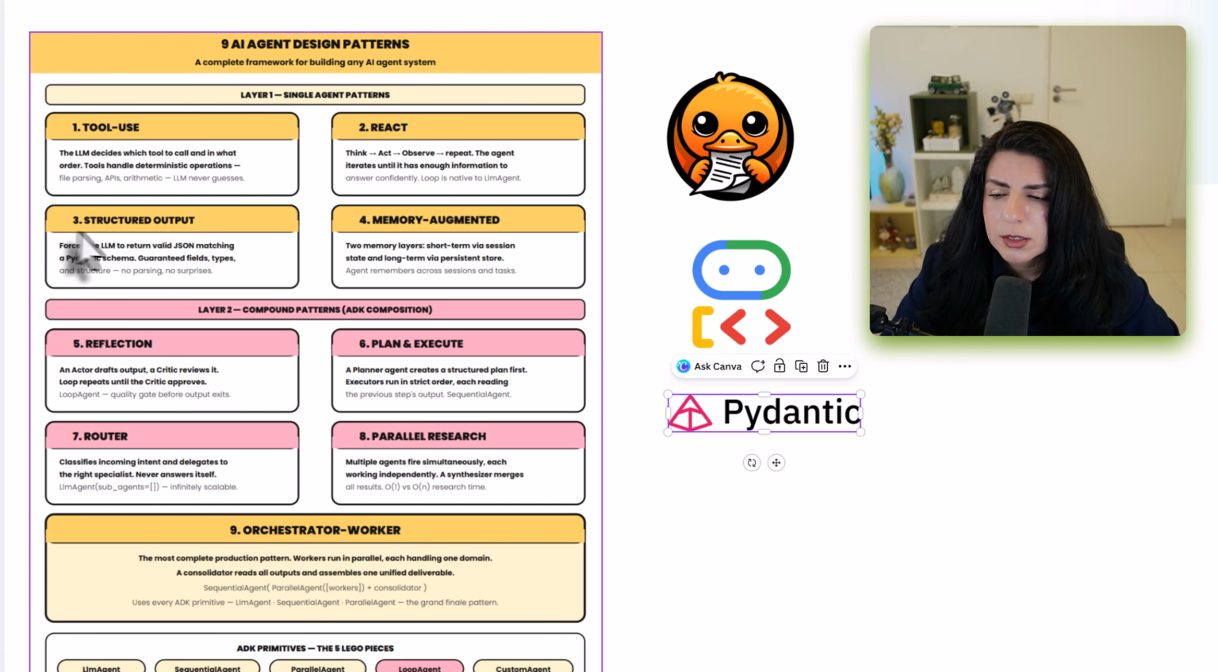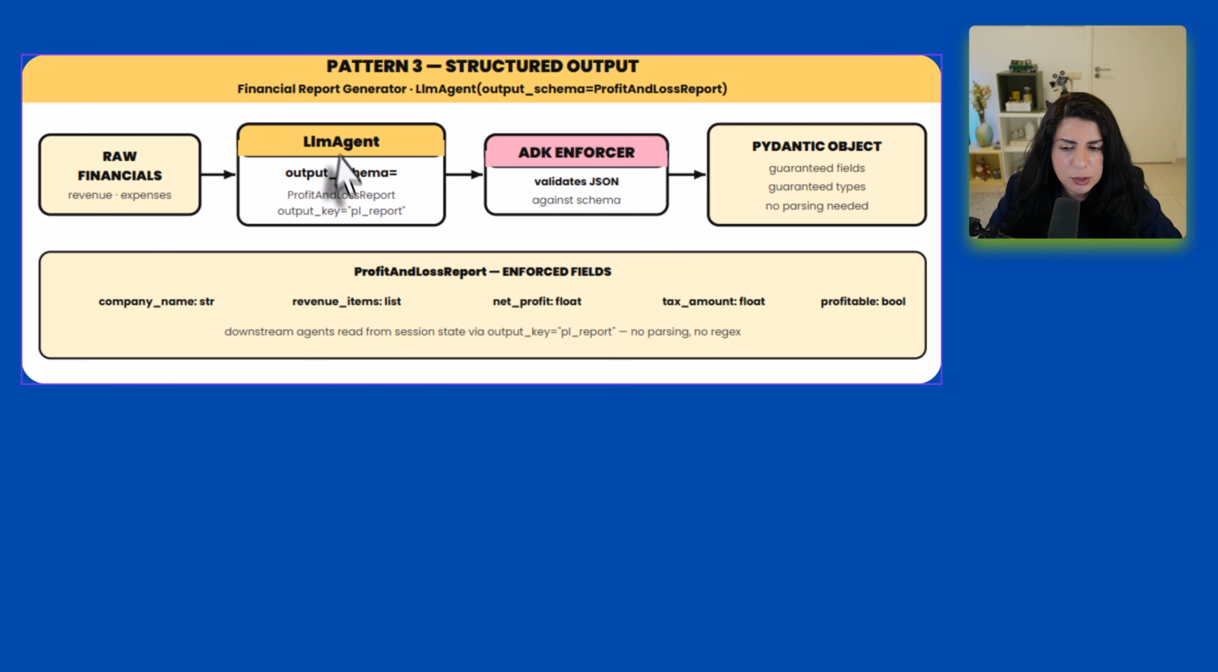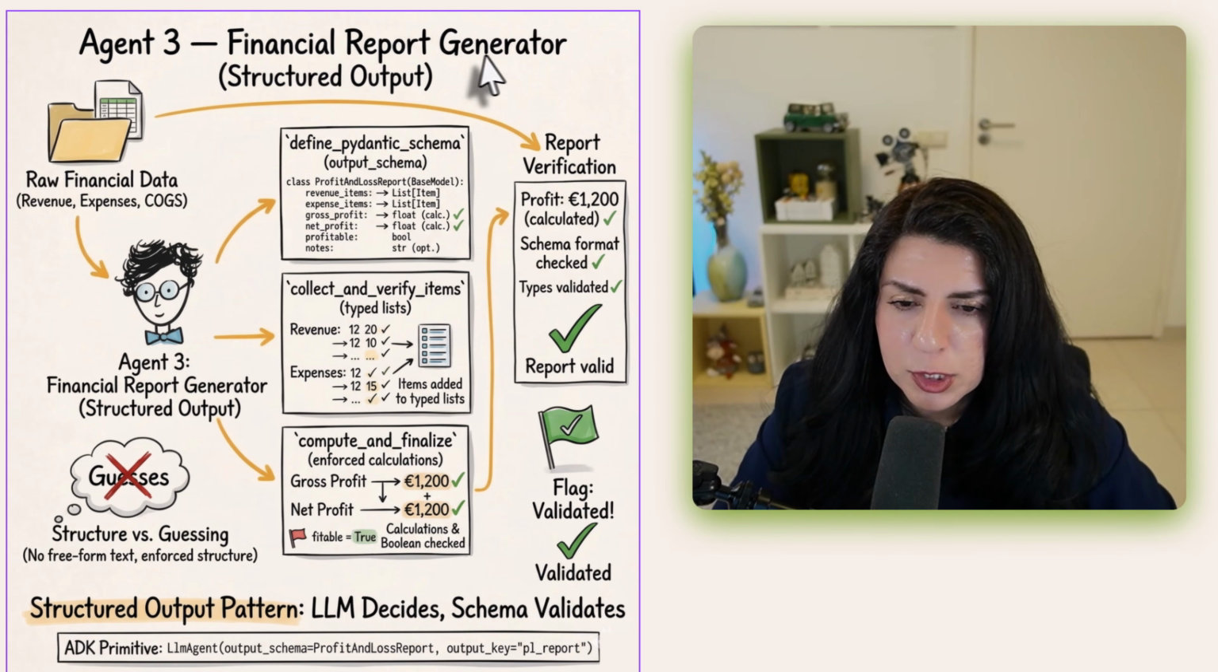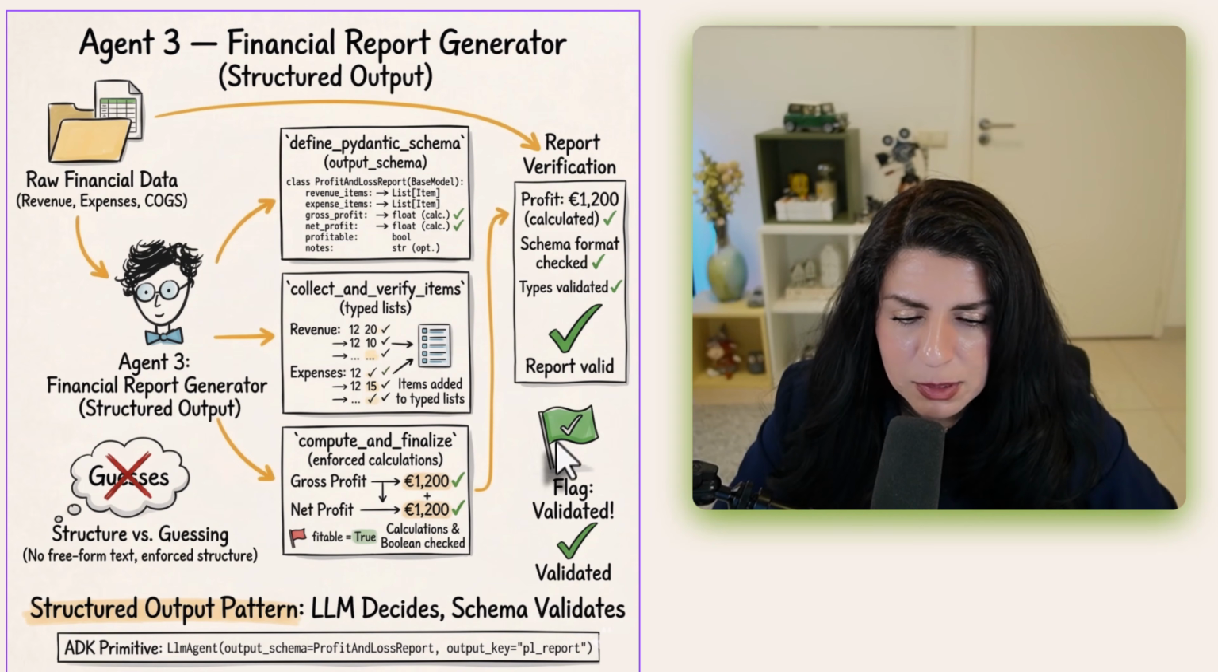Now we are in the third pattern, structured output. We're going to give raw financial information. The LlmAgent will create this output schema. We check if it is a JSON, and use a Pydantic object to return it. From a business perspective, it's a financial report generator. We collect and verify, we compute and finalize it, and we will show this report that has been verified and should have a validated flag.